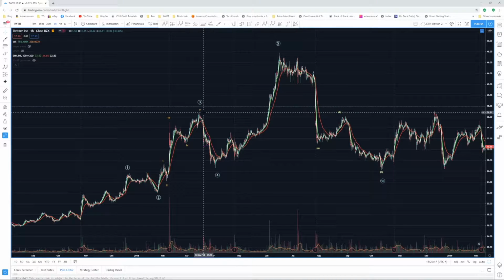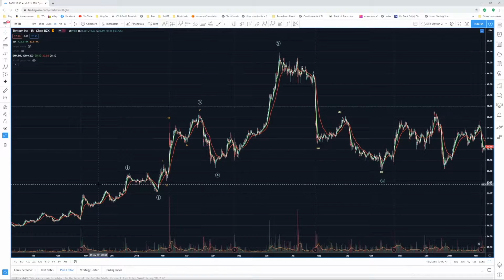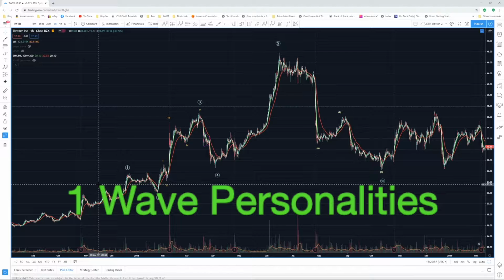We also expect that a 2 wave is going to retrace 50 to 61.8% of a one wave. However, this is just a guideline. It can definitely be shorter, it's just not as probable. These wave personalities are all guidelines. They're something that we hope to be true and expect to be true a majority of the time, but we don't necessarily have to satisfy all of them. Okay, so let's start with the wave personality of one waves.